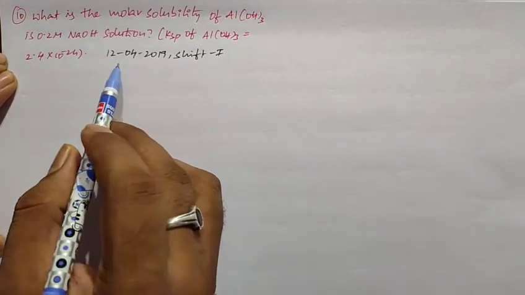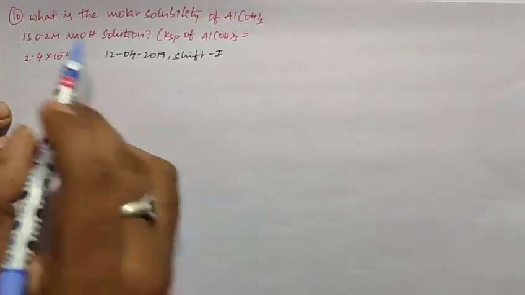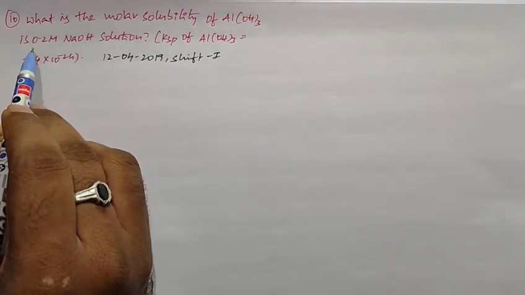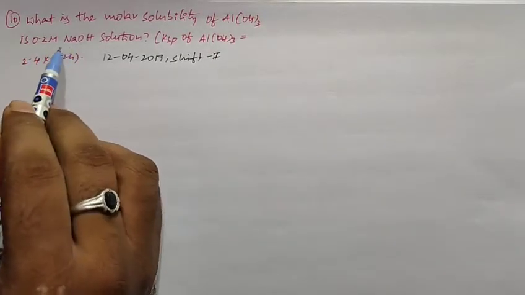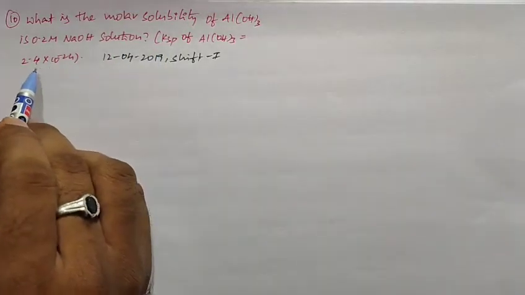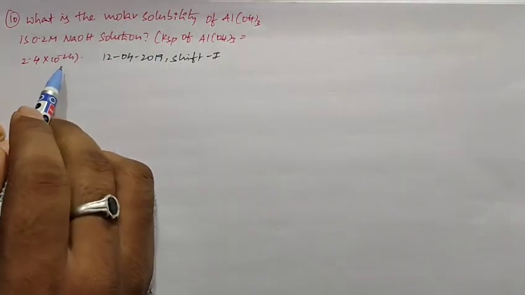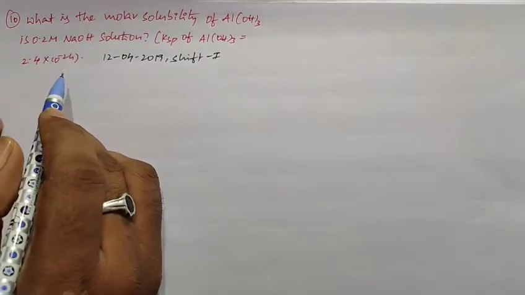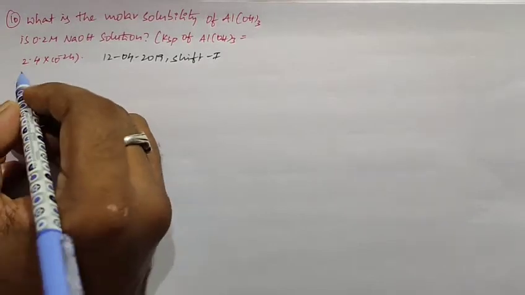This question is given in the 12th April 2019 shift 1 paper. What is the molar solubility of aluminum hydroxide in a 0.2 molar NaOH solution? Here the solubility product of aluminum hydroxide is given as 2.4 into 10 power minus 24. So here we need to find the solubility of aluminum hydroxide, I mean the S value.